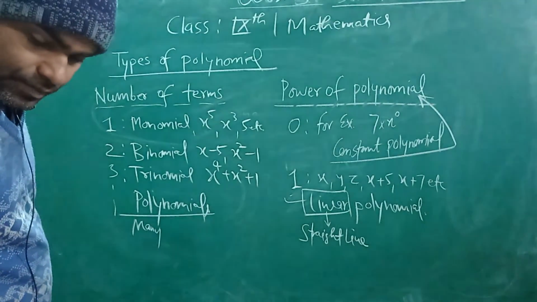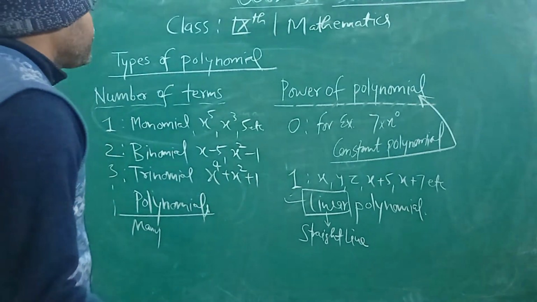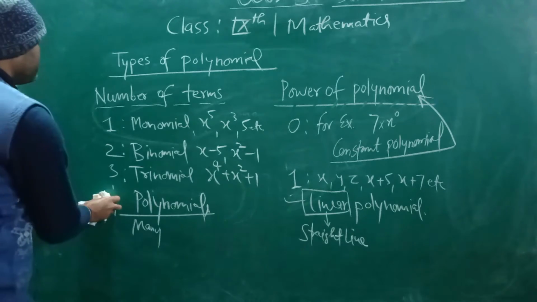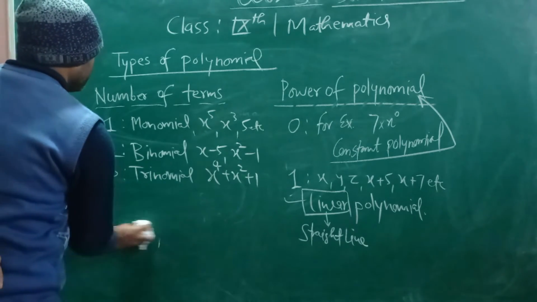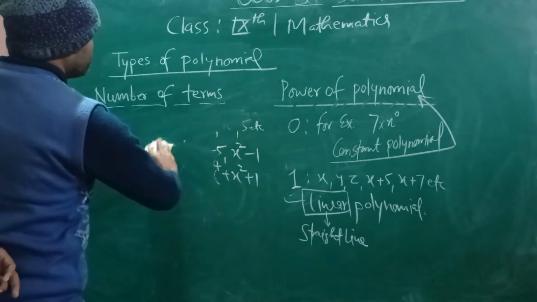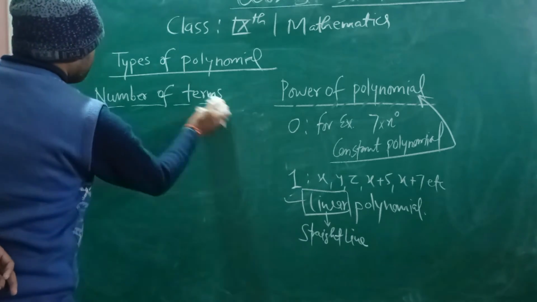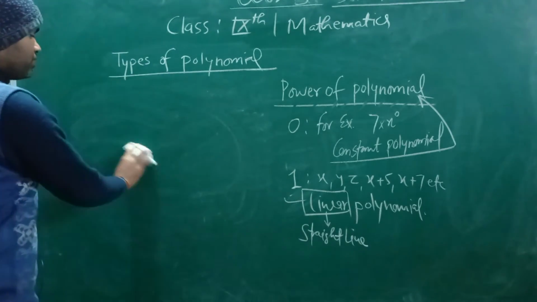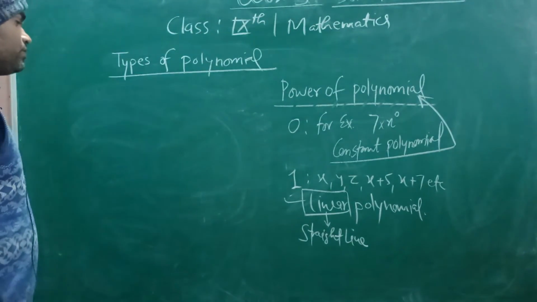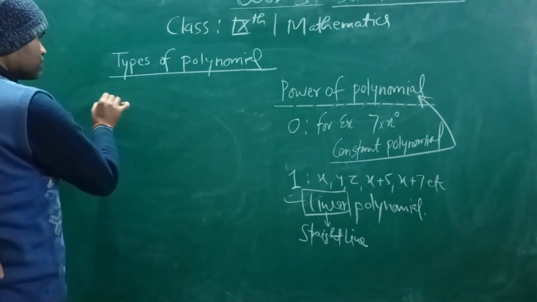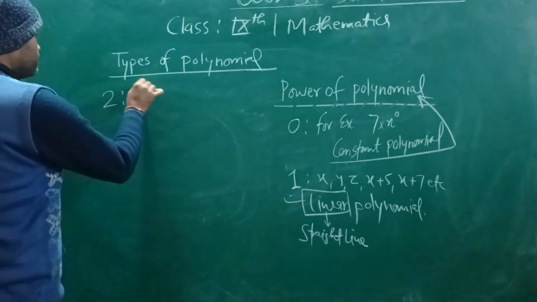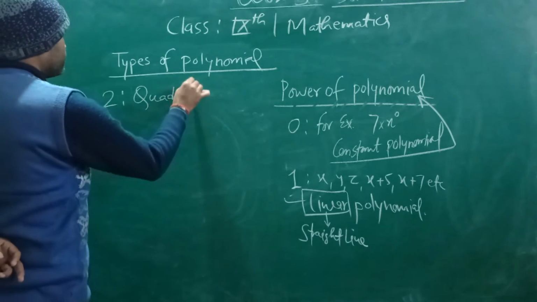Now, is it clear to you or not? On the basis of number of terms, there may be 1, 2, 3 terms: monomial, binomial, trinomial. In case of power, it may be 0. If the power is 0, the polynomial is called a constant polynomial. If the power is 1, the polynomial is called a linear polynomial. The reason is that the graph of a linear polynomial is always a straight line. The power of a polynomial may be 2. In case of 2, the polynomial is called a quadratic polynomial.